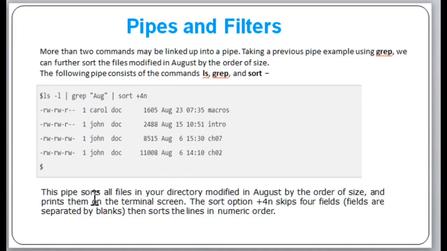That pipe sorts all files in your directory modified in August by order of size and prints them on the terminal screen, okay? The sort option, +4n, skips 4 fields, and fields are separated by blanks, and then sorts the lines in numeric order. So we did an ls -l and sent that into grep, which searched for August, and it sent that into sort, and it sorted it based off the input of these two, okay?